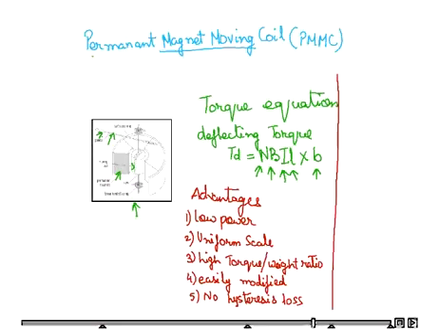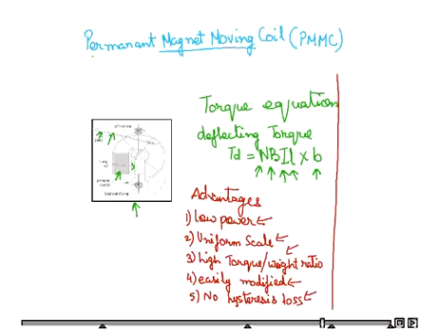Let's see the advantages of this. The first advantage, it consumes less power. The second is it is having a uniform scale. Third is it has high torque to weight ratio. It can be easily modified and there is no hysteresis loss.